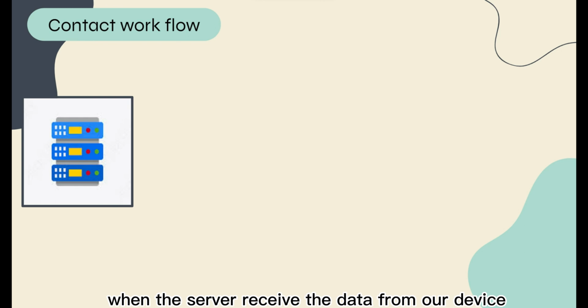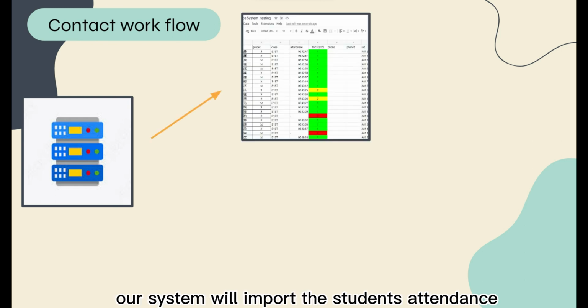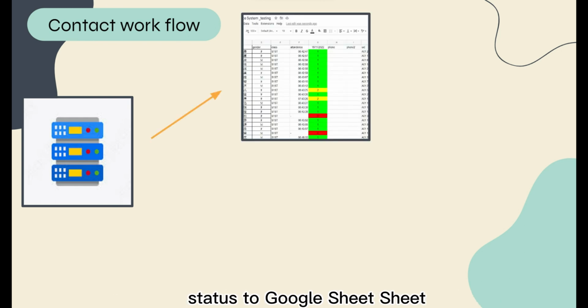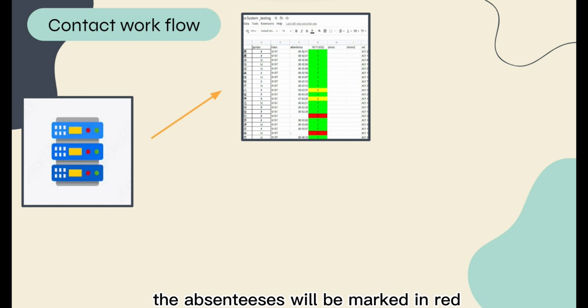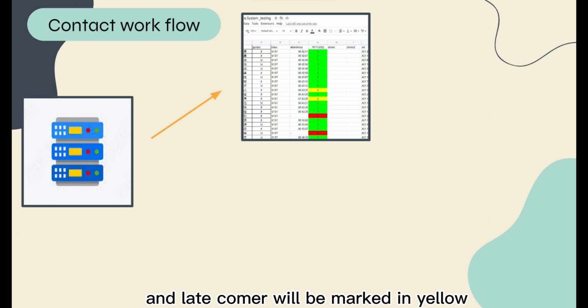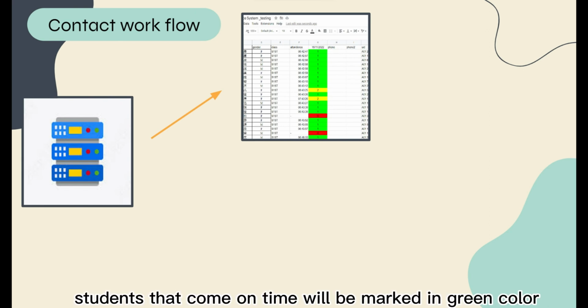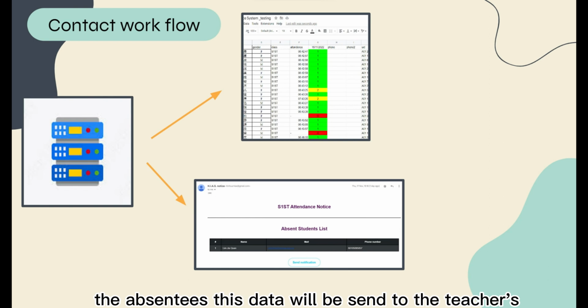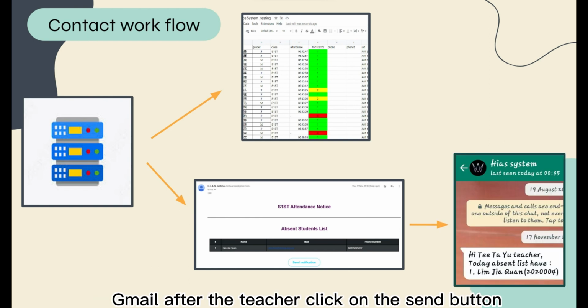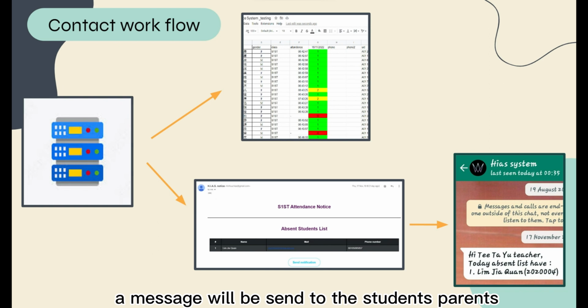When the server receives the data from our device, our system will import the student's attendance status to Google Sheet. Teacher can identify attendance status with colors. The absentees will be marked in red, and latecomer will be marked in yellow, and the students that come on time will be marked in green color. The absentees data will be sent to the teacher's Gmail. After the teacher clicks on the send button, a message will be sent to the student's parents.